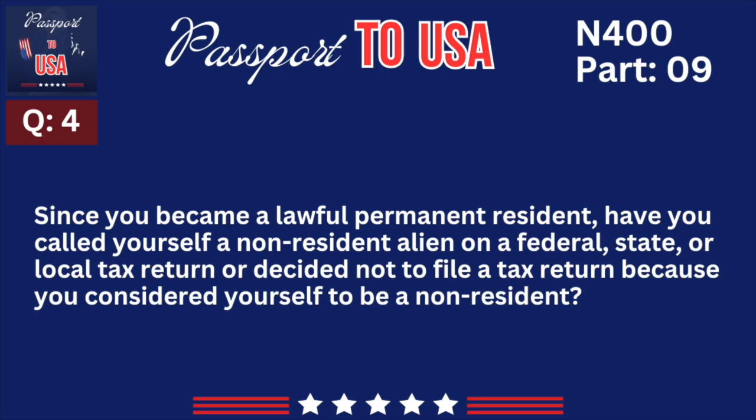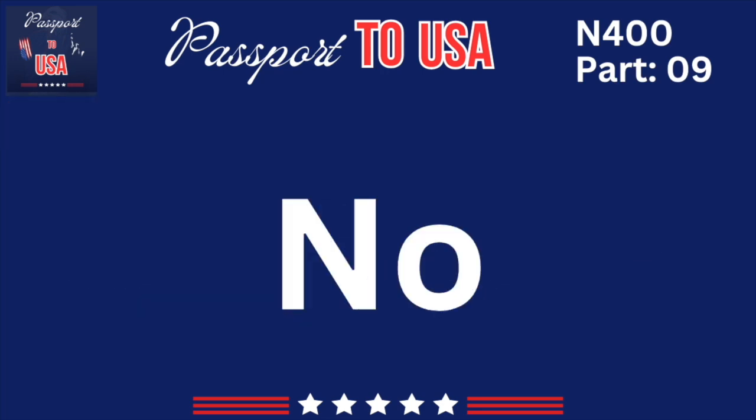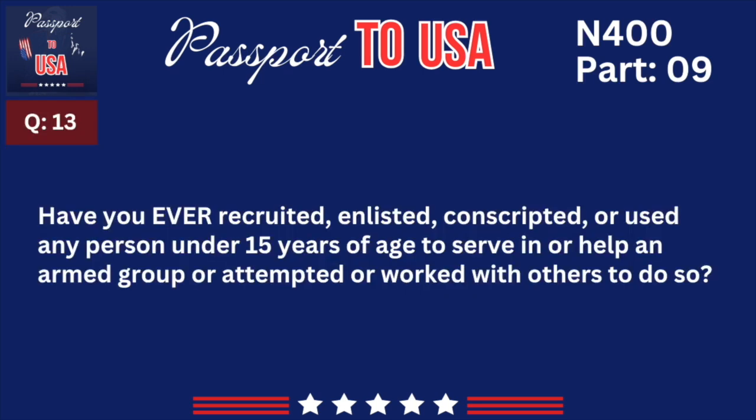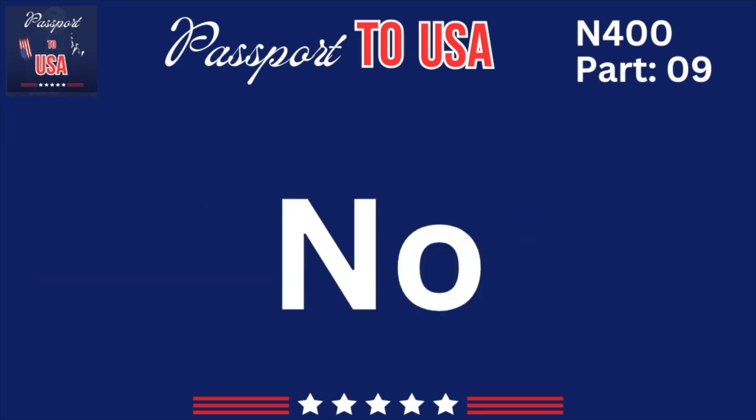Since you became a lawful permanent resident, have you called yourself a non-resident alien on a federal, state, or local tax return, or decided not to file a tax return because you considered yourself to be a non-resident? No. Have you ever recruited, enlisted, conscripted, or used any person under 15 years of age to serve in, or help an armed group, or attempted, or worked with others to do so? No.